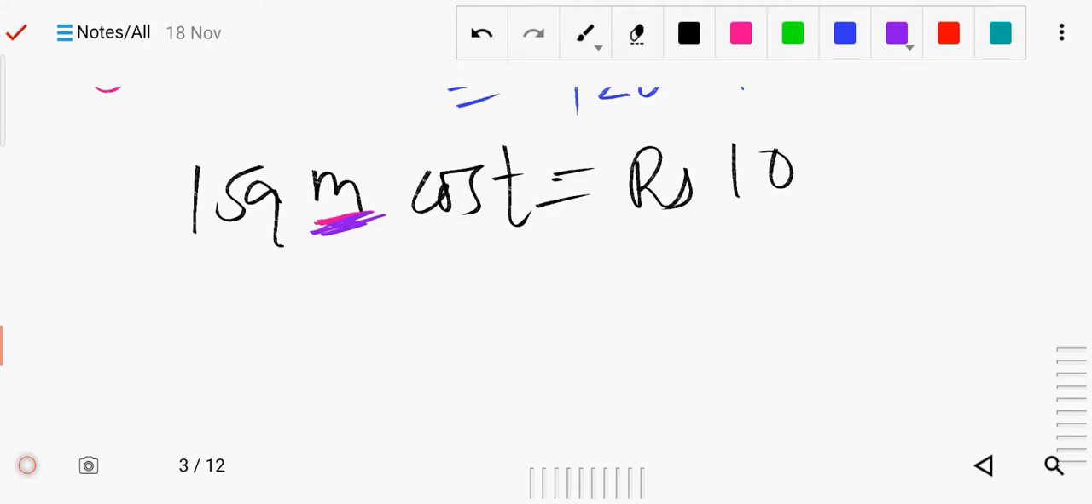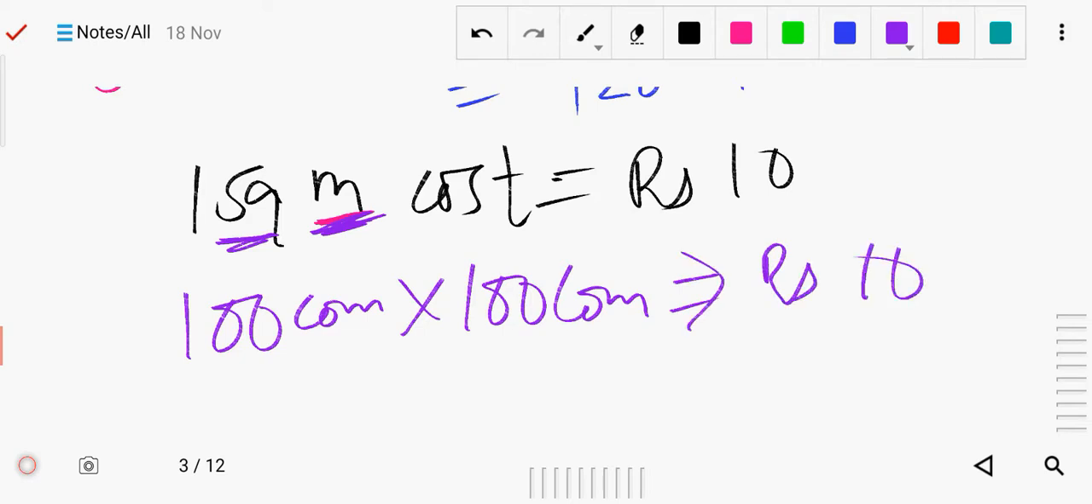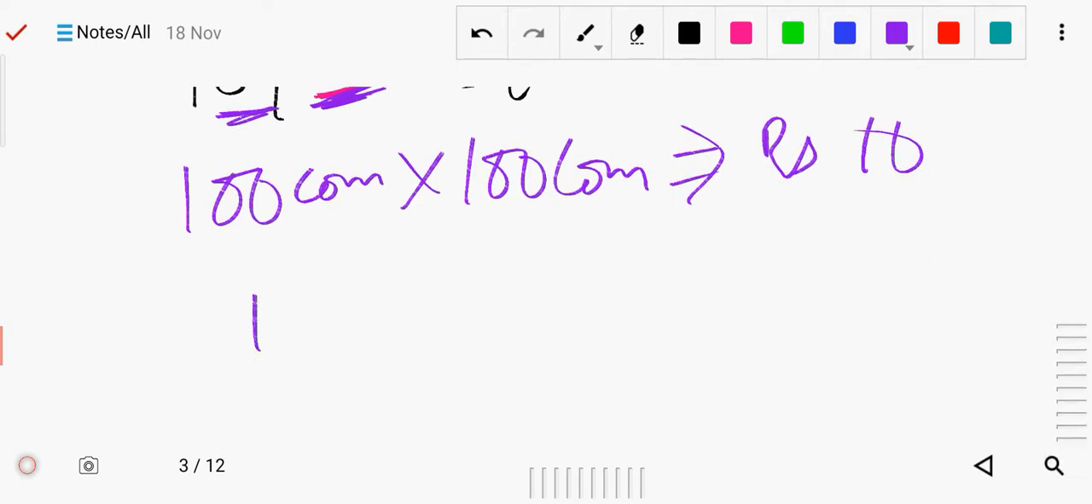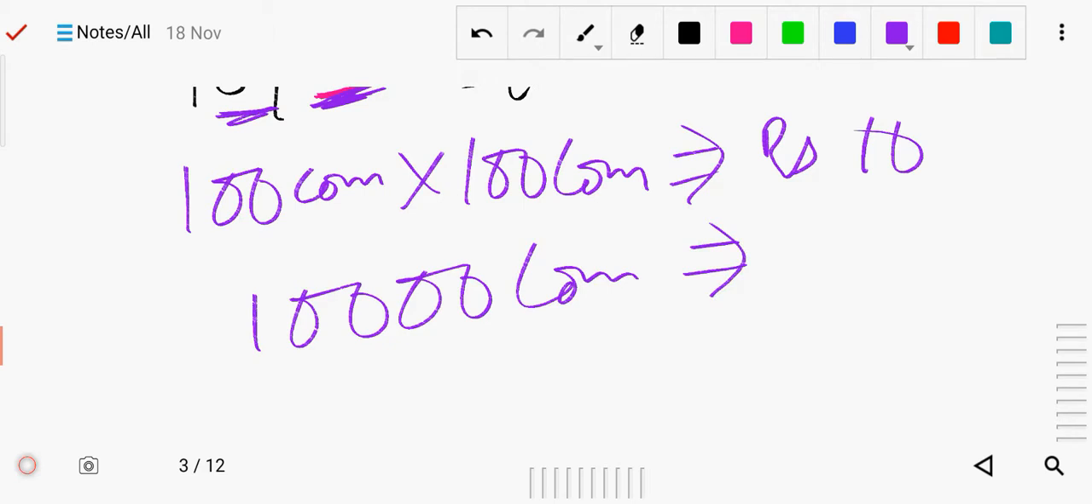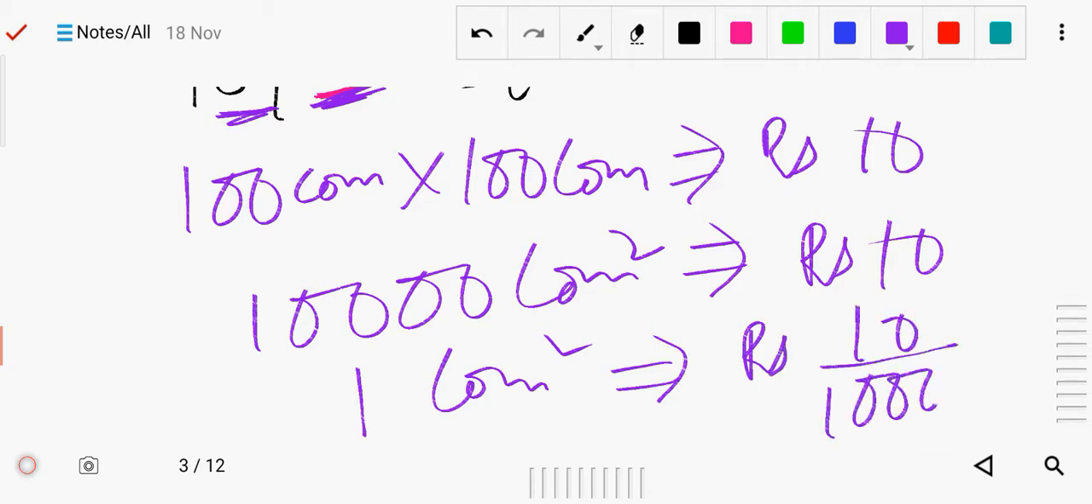So in 1 meter, it is a square. Square means, in 1 meter how many centimeter? 100. So first you write 100 centimeter, but it is a square, so 2 times. For this you have to pay rupees 10. So this is 10,000 square centimeter, for which you have to pay rupees 10. So for 1 centimeter square how much rupees do you have to pay? The cost will be 10 by 10,000, that is 1 followed by 4 zeros.